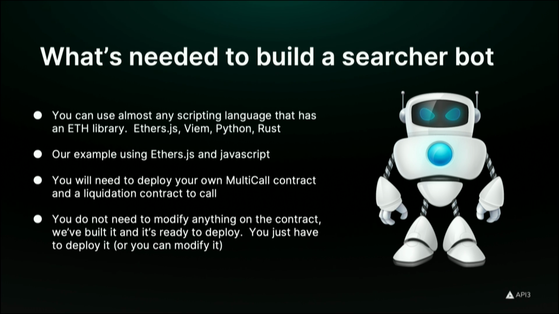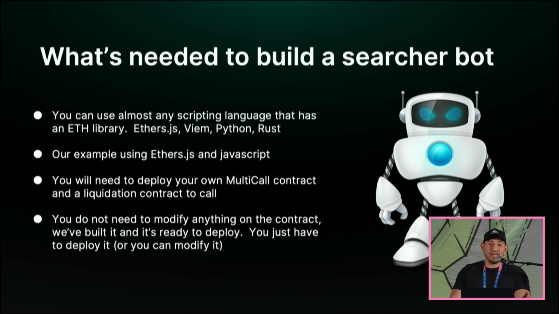All right, so the focus is a searcher bot. So what's really needed to build a searcher bot? You can use almost any script here that has an ETH library: JS, VM, Python, Rust, Web3.js. Our examples in the repo use Ethers.js and JavaScript because that seems to be the most popular.